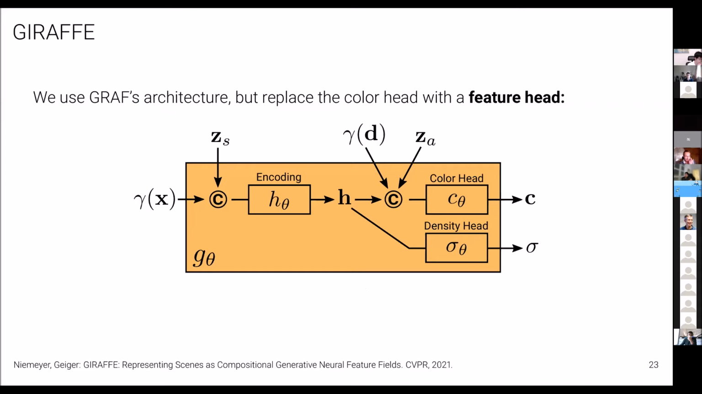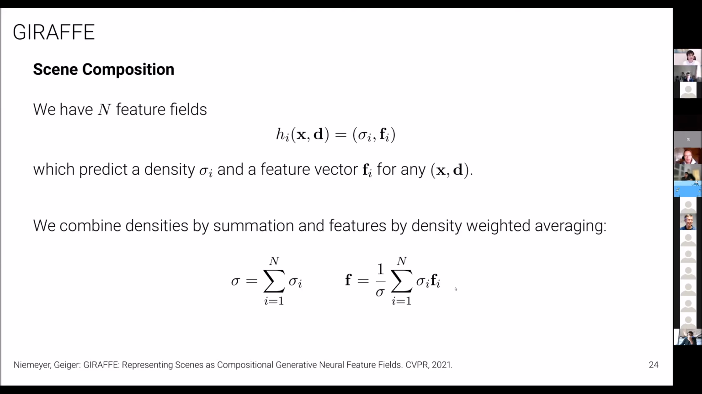This is the architecture of GIRAFFE. It's of the conditional part. This is almost the same as GRAF. The only thing that has changed is the feature head, right? So before we had a color head, now we have a feature head. We're outputting not three values here, but a higher dimensional feature vector. That's everything that has changed inside this conditional radiance field.